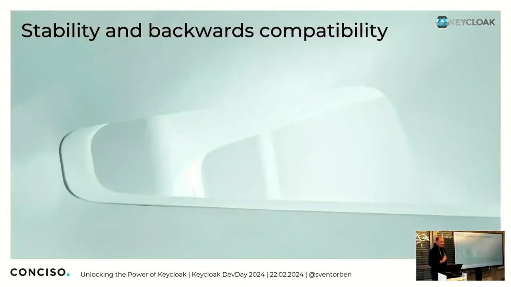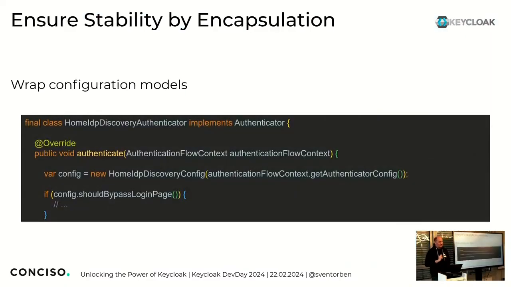Okay, once we make a promise to be backwards compatible and we have a certain kind of stability, is there anything else I can do about making this whole thing more stable? And there's a tip I can share, which is, okay, encapsulate things that you can somewhat encapsulate. For example, what I always do is wrapping configuration models.